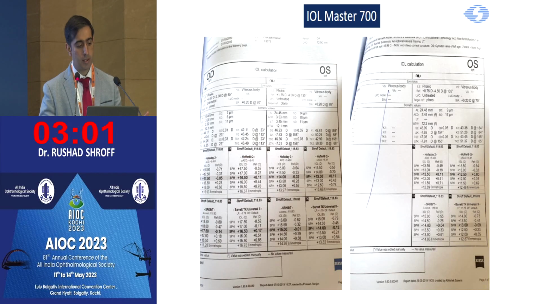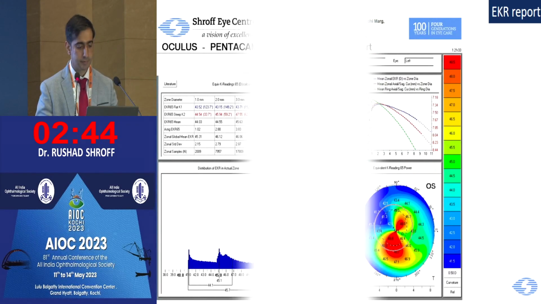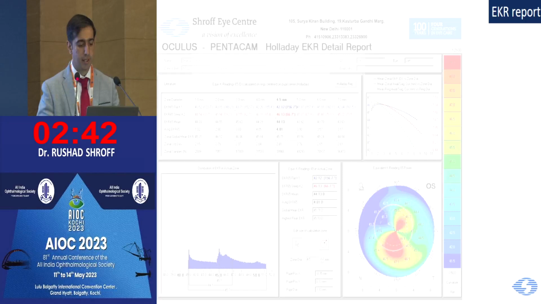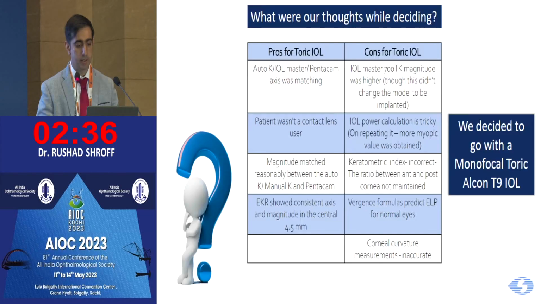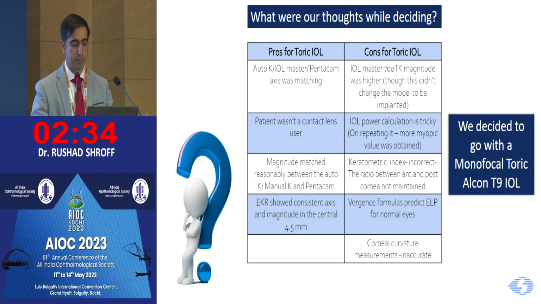And in this, when we look at the biometry sheet, what we got here was the SRK/T was showing about plus 15 as the IOL power, and the Barrett TK Universal was showing about plus 14. When we repeated the measurement, as was mentioned earlier, you can see that there's a little variation. It's coming to about 14 and 13. This was what we looked at regarding the EKR report. And because the axis was relatively well matched, we decided to go ahead with a toric in this particular patient.